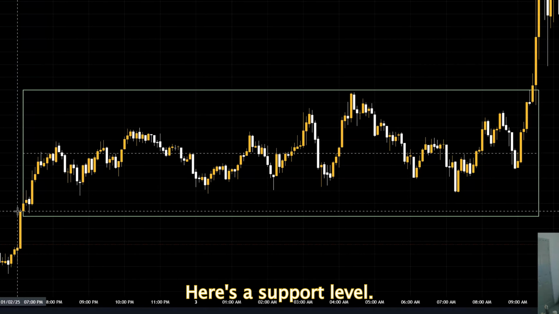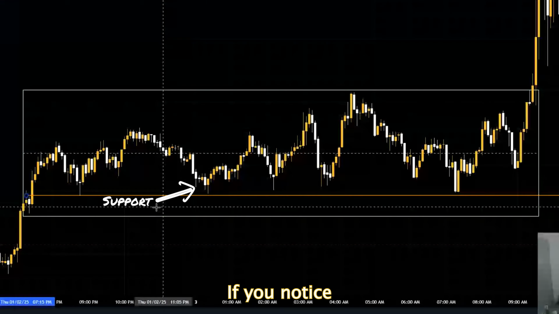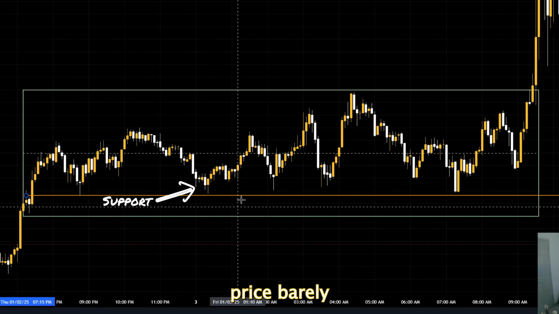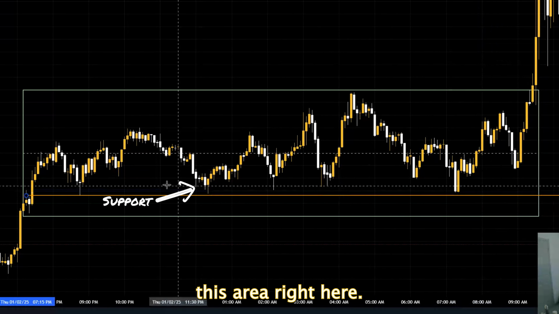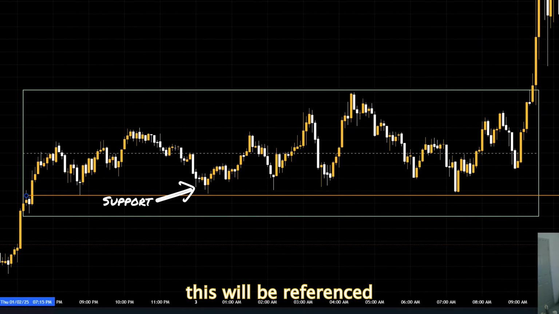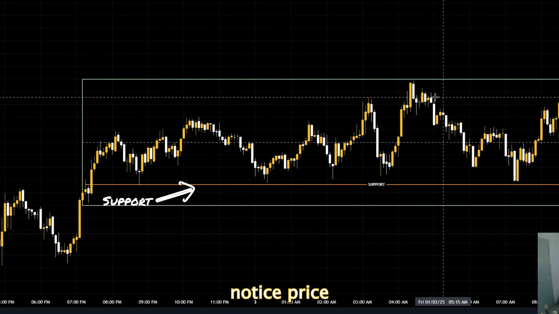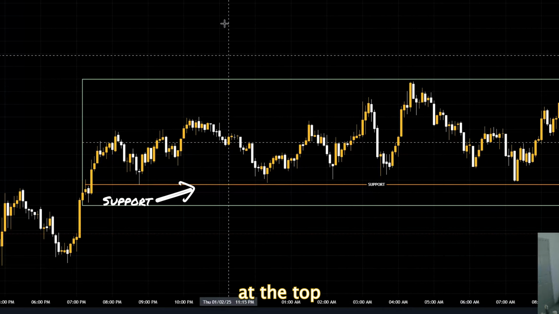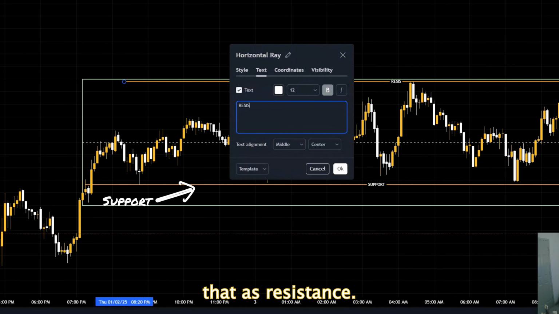Here's the support level. If you notice, price barely breaks through this area right here, this line I drew. This will be referenced as the support. Then you'll notice price actions here at the top of this area. We label that as resistance.